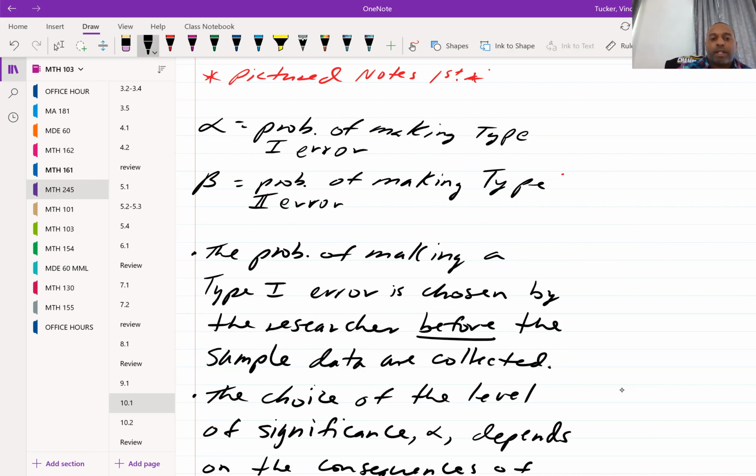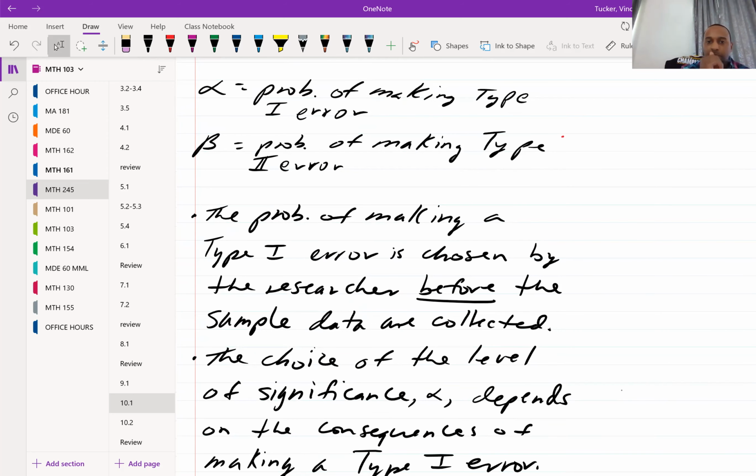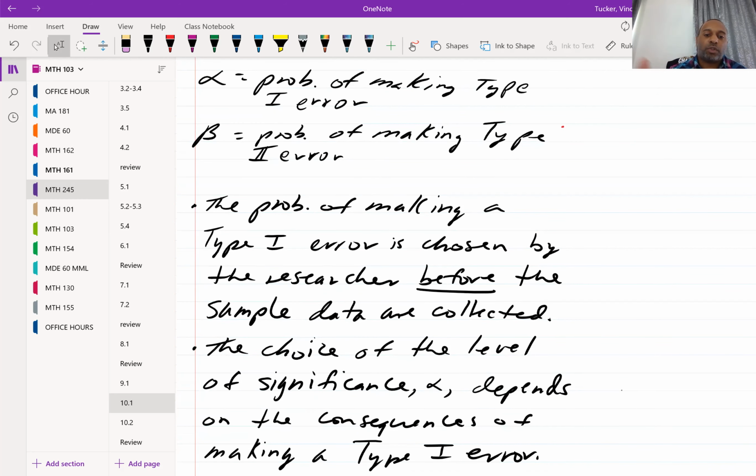The probability of making a type 1 error is chosen by the researcher before the sample data are collected. Our problems will give us alpha, but if you start from scratch, you can choose your own alpha, and you'll see why that makes a difference in a second. The choice of the level of significance alpha depends on the consequences of making a type 1 error.